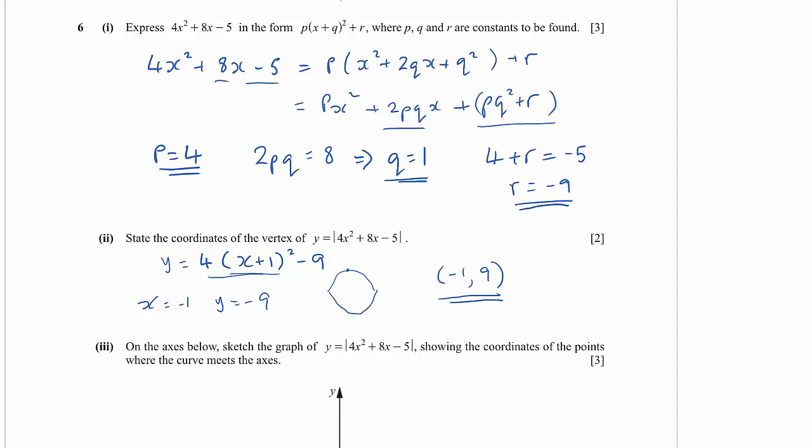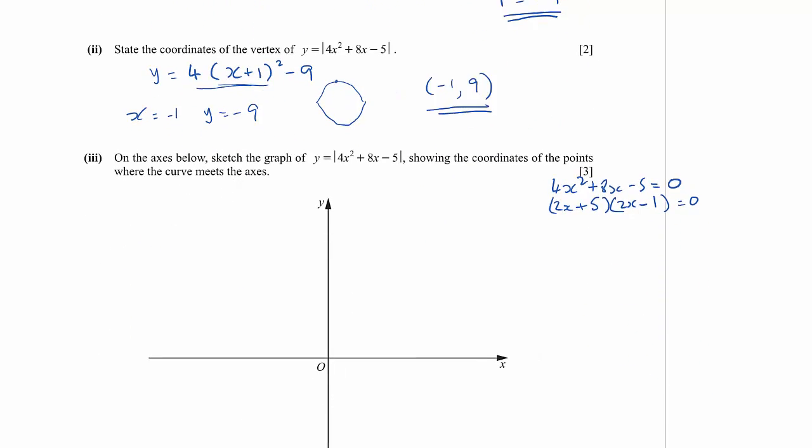And on the axis below, we want to sketch the graph showing the coordinates of the points where the curve meets the axes. Okay, so think about 4x squared plus 8x take away 5 equals 0. I think there's a good chance we can factorize that. So if we go for 2x and 2x, 5 and 1, and make this one a plus and this one a minus, that will do the trick.